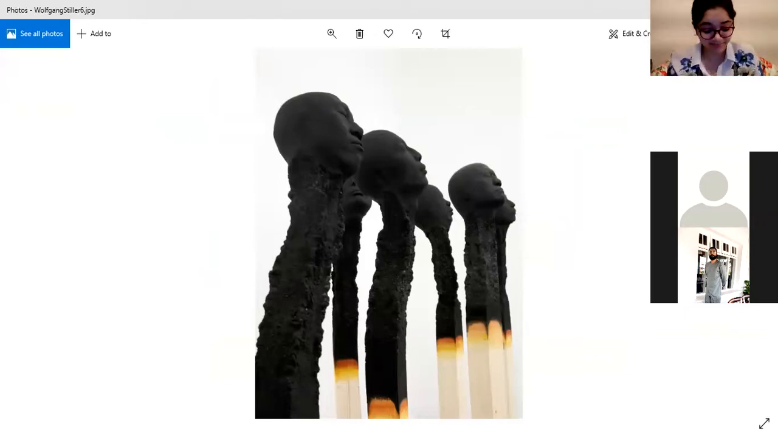He will eat it. Anyway, this is something that I really, really liked, and I thought this is hauntingly beautiful. This is an artist called Wolfgang Stiller. This specific piece is called Matchstick Men. He's remade this a couple of times. The first time he made it was in 2013. He is a very different kind of artist. He does a lot of different things and repurposes them.